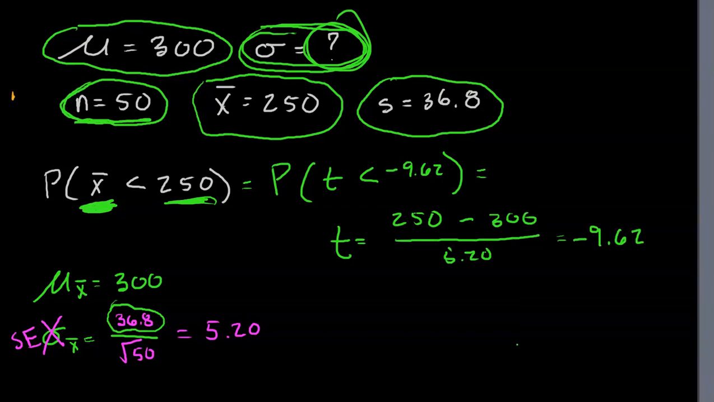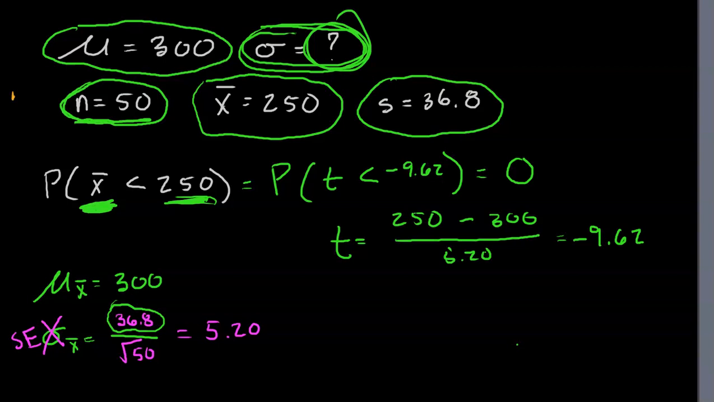So maybe I chose a bad number here. Maybe I shouldn't have chosen 250 for this video because I'm not really getting some good answers here. But regardless, we still are understanding the process. So we get something that's really, really, really low, basically 0. But the point is, I needed the t-model here. Why? Because I did not know the standard deviation of the population.